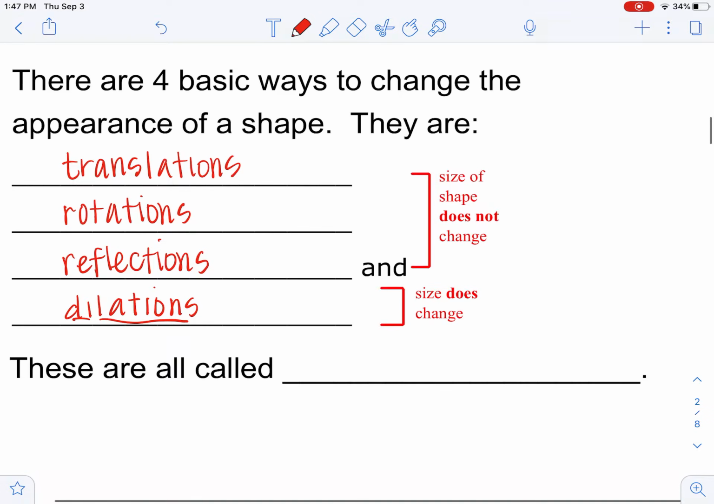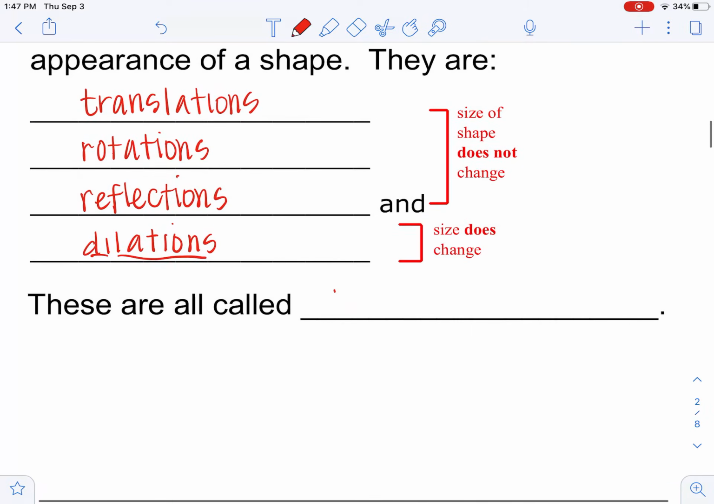I have these first 3 grouped together because if you do translations, rotations, or reflections to a figure, the size of the shape will not change. It's just flipping something, turning something, moving something. Now dilation is going to change the size of the shape. All of these, once again, are called transformations.